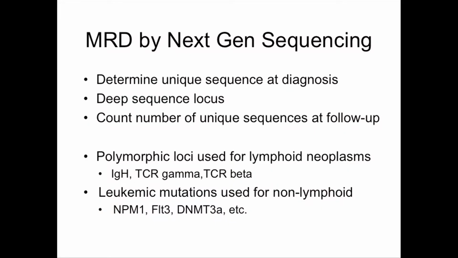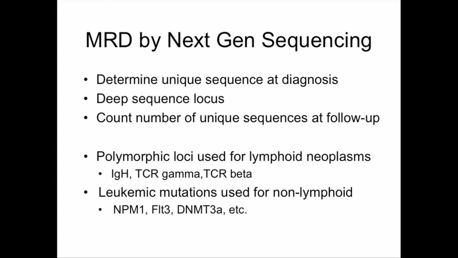In part for these reasons, we began to look at other ways of determining residual disease after therapy, and so became interested in next-generation sequencing as a way to measure residual disease after therapy. And the principle here is relatively simple, in that we can determine a unique sequence characteristic of the tumor at diagnosis, we can deep sequence that locus in follow-up samples, and then simply count the number of these unique sequences that occur after therapy. Sounds pretty simple in principle.